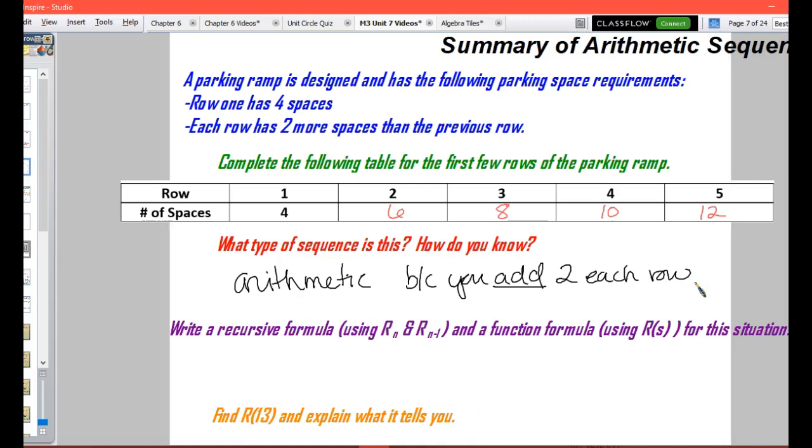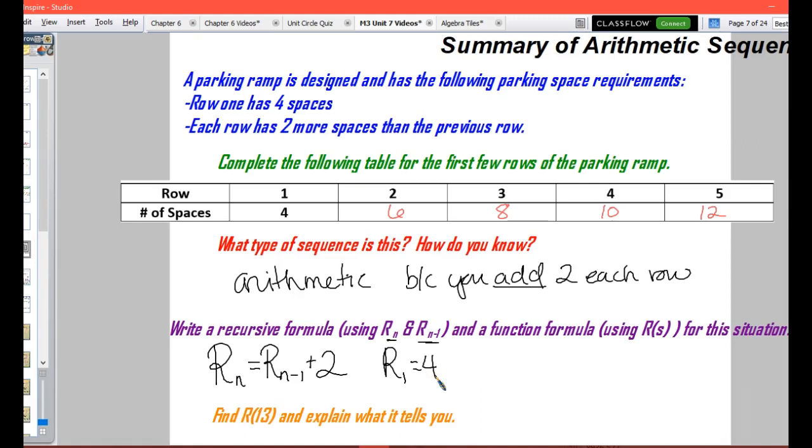Now we want to write a recursive and a function formula, using the subscript notation for recursive and the function notation for the function equation. Since they're saying n and n minus 1, we know n minus 1 would be the previous row. So we're going to say row sub n equals row sub n minus 1 plus 2, because we add 2 each time. Remember, recursive always needs your original starting value, so r sub 1 is 4 parking spaces.